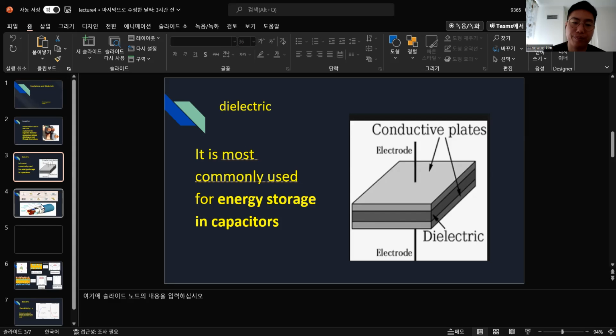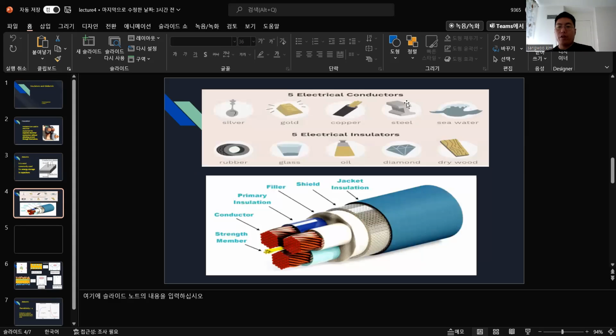Let's go over it. Electrical conductors, as you can see here, are copper, steel, silver, and electrical insulators are rubber, glass, diamond, dry wood, like that. And here is the jacket insulator and the primary insulator, right? So let's go more over.